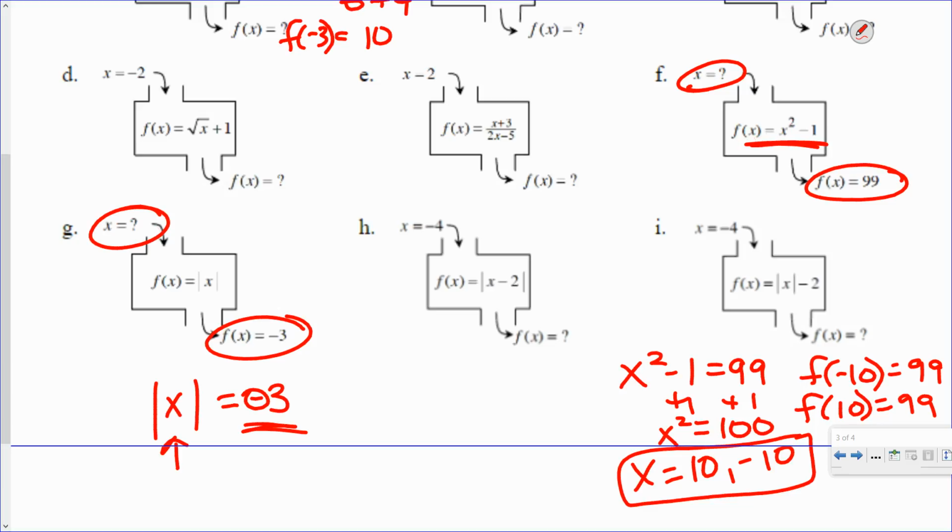No, not in this case. So we would say there's no solution. There's no possible way that we can put an x value in here and come up with an output. So in other words, I can't ever put an input in and come out with an output of negative 3. This is impossible, okay?